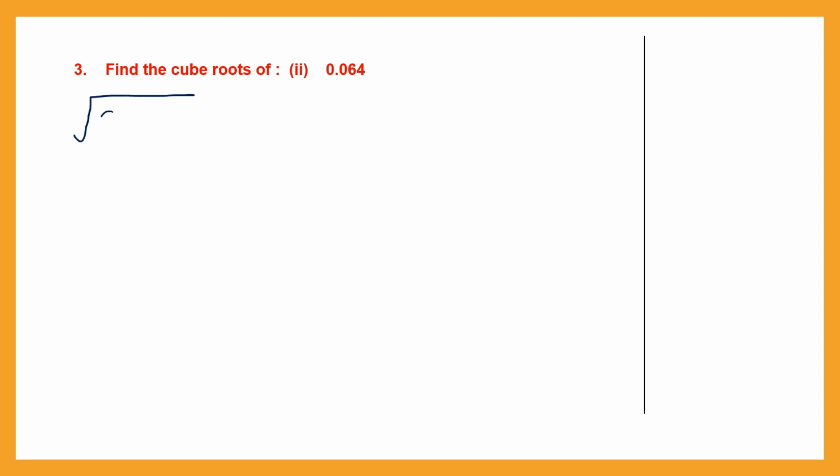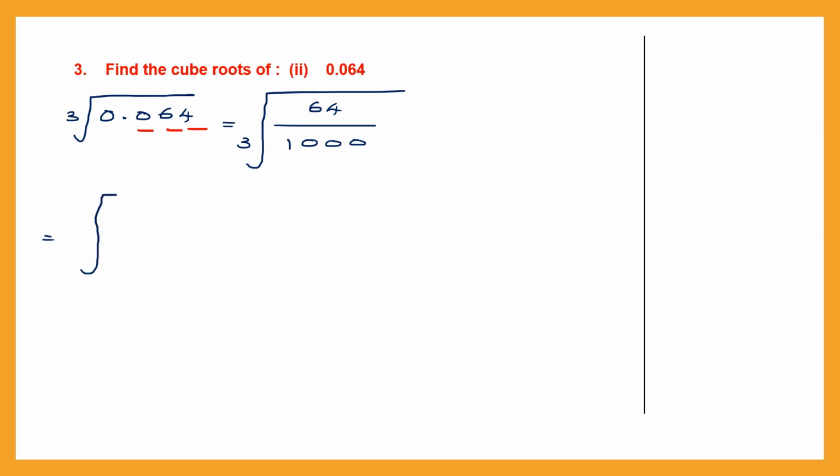So we have 0.064. We're going to find the cube root. We put it in the form of a decimal fraction. That is, we remove the point and we give it a denominator 1 followed by zeros. So 1, 2, 3. 3 zeros. So we put 1, 2, 3. That makes 1000, the cube root. Now we are going to find the cube root of this.